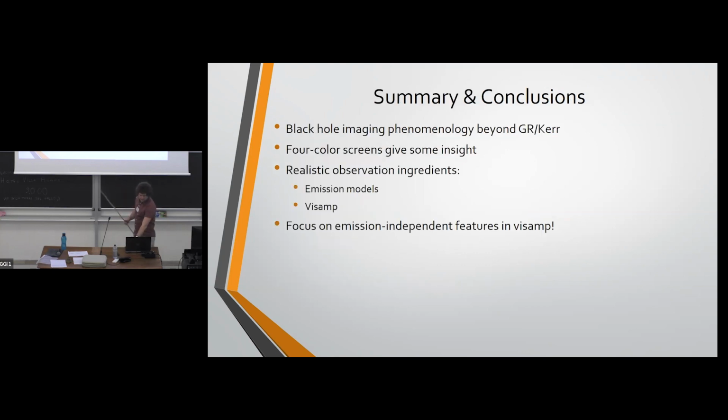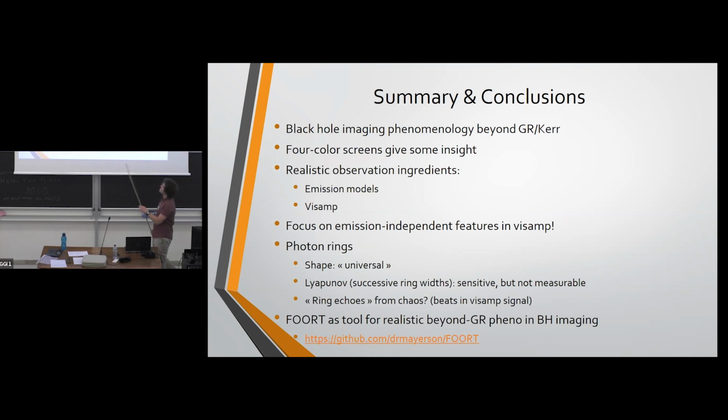Okay, so that's what I've been telling you about. I hope you take away that for black hole imaging, it's important to focus on the right things if you really want to make contact with observations. In particular, think about emission and think about the actual observed visibility amplitude. Then I talked a little bit about photon rings, and maybe one exciting thing is these ring echoes that you might see as a signature of chaos, of the breaking down of separability of null geodesics in your images. Okay, I'll stop there. Thanks.